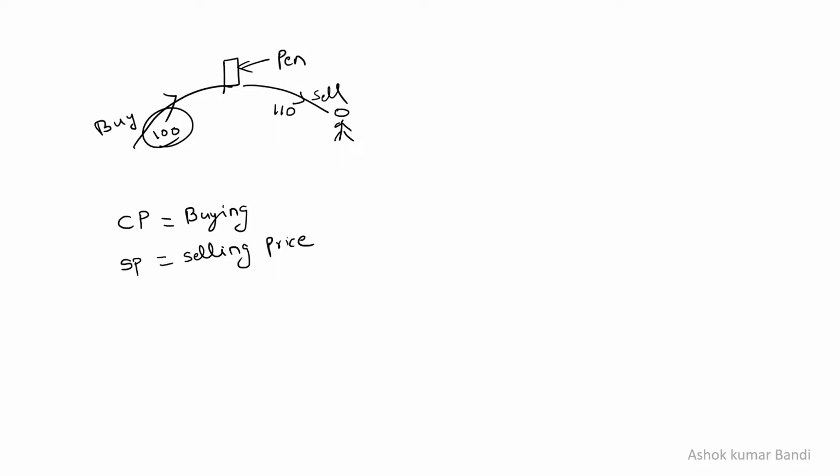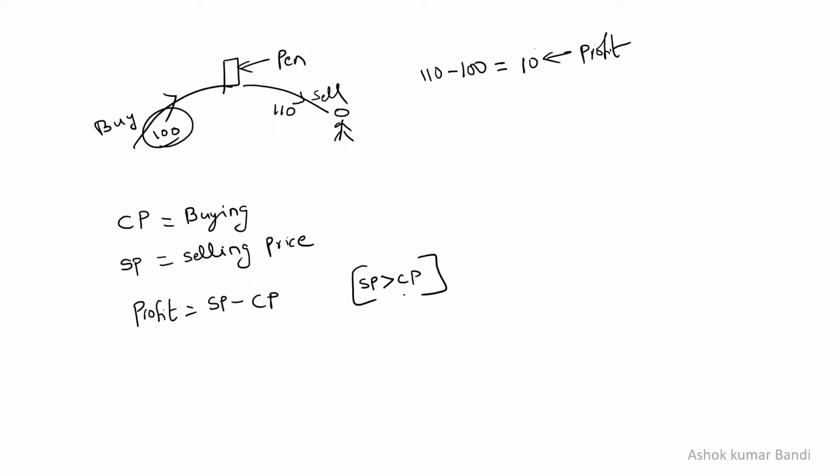Now if you observe here, we are buying it for 100 but we are selling it for 110. Thereby we are gaining 10 rupees. So the 10 rupees we are going to call profit. So remember, profit is always the difference between selling price and cost price. In order to gain profit, your selling price has to be more than your cost price. That difference, like in our example, 110 minus 100, we are going to call this 10 rupees our profit.